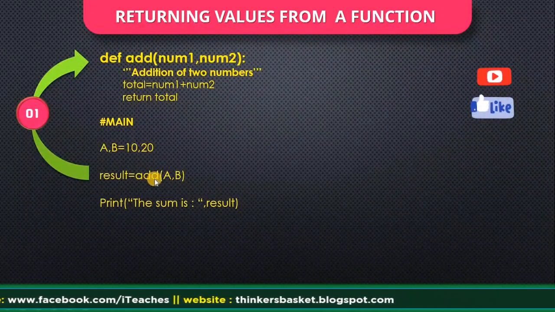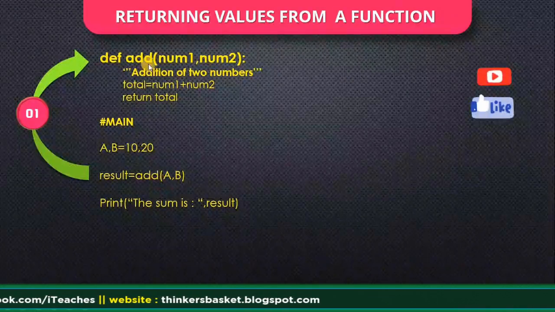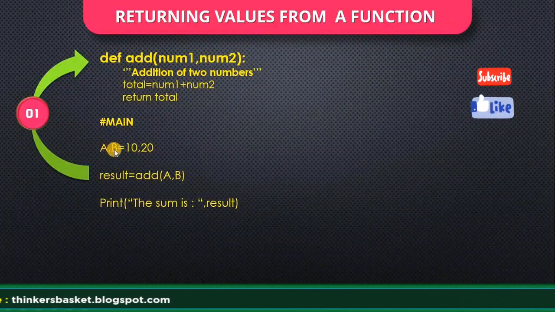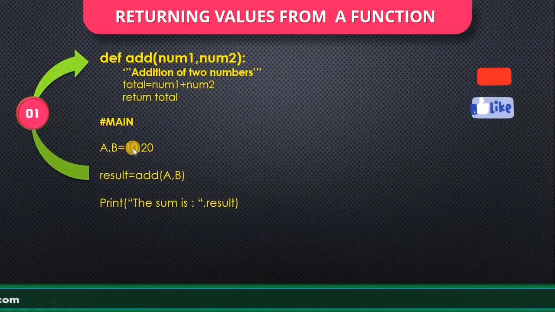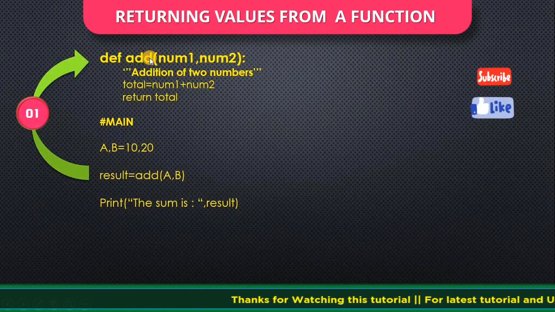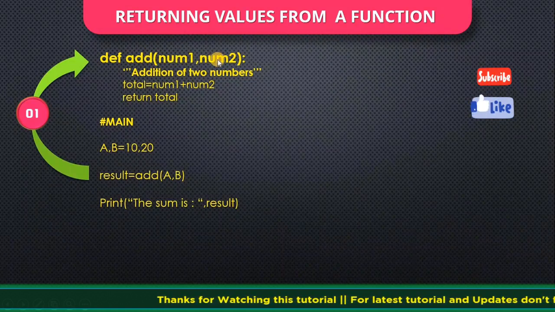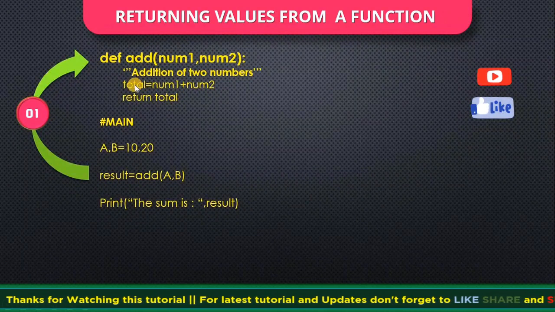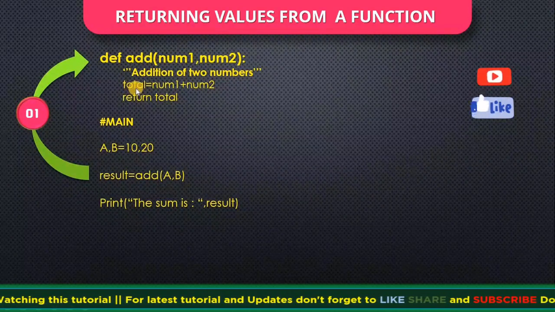But before that, this add function will call this add. Alright, and with which values? With a and b. Here 10 and 20 again I have taken. 10 is the value present inside a, 20 is the value which is present inside b, and we call this particular function. So the values of a and b go over here, num1 and num2 will receive them, perform the addition, and then store the result inside total.